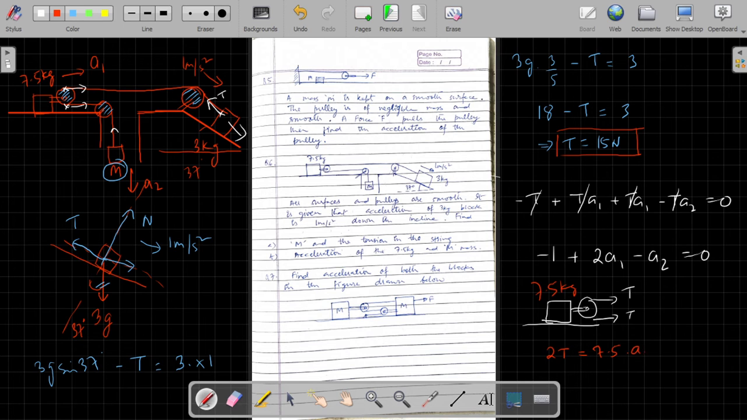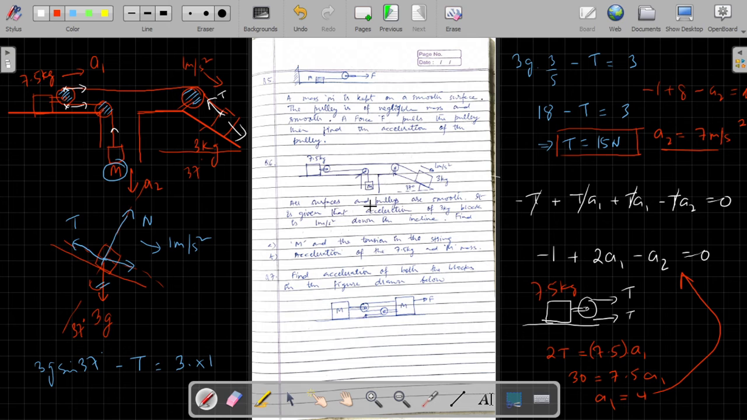So what is the acceleration? The acceleration is a1. The tension T is 15 newtons. So we would say 30 is equal to 7.5 times a1, which gives the value of a1 as 4 meters per second squared. And substituting the value of a1 in this equation, we would get minus 1 plus 8 minus a2 is equal to 0. So the acceleration a2 is simply 7 meters per second squared. So that is the acceleration of the second block.